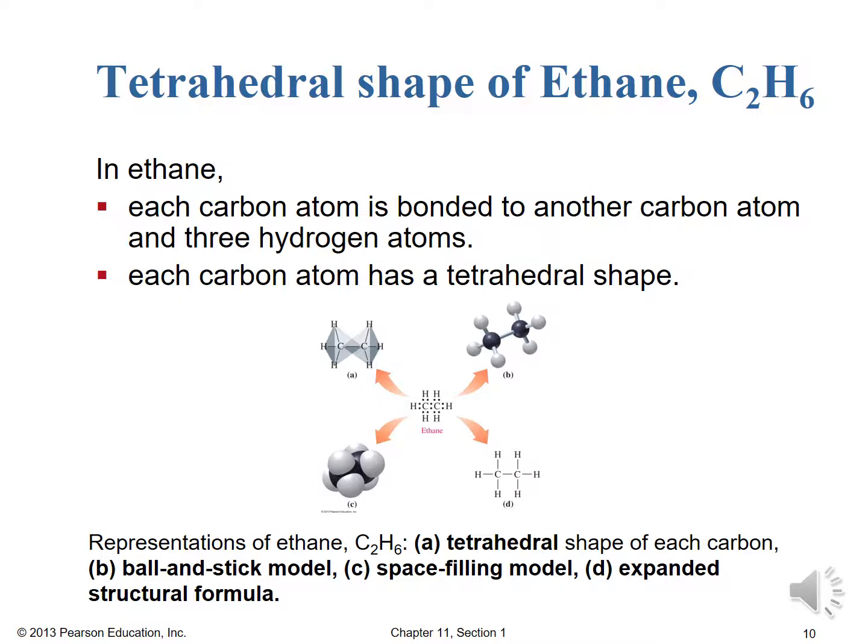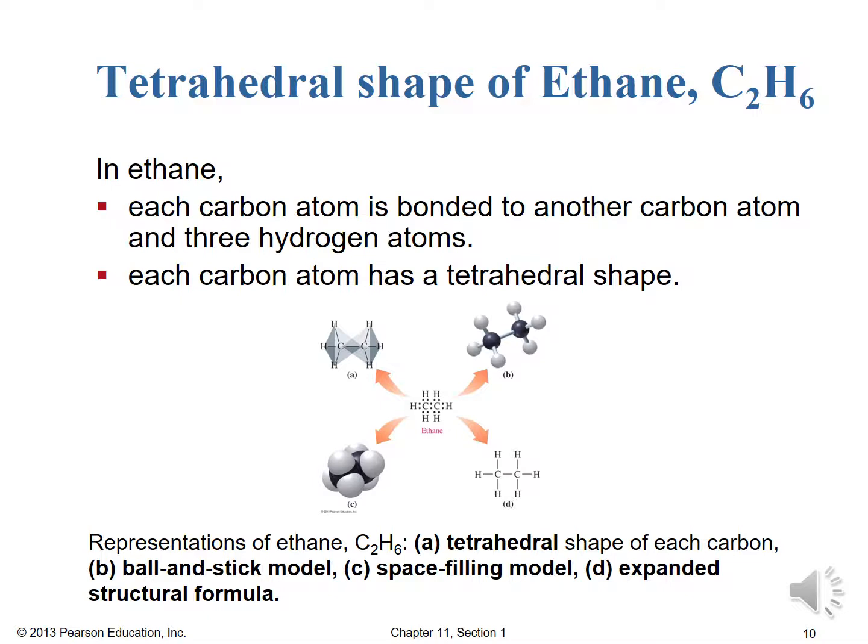So each of the carbons is like a tetrahedral center, and then we're sharing those tetrahedra across the carbon-carbon bond. So we can show that in A with the tetrahedral shapes sharing, or we can look at it in the ball and stick formula. We can look at it in the space filling formula, or we can look at it on the flat 2D expanded structural formula. Again, that's the worst representation in terms of thinking about how it looks, but it's the most convenient in terms of being able to write it quickly and easily.